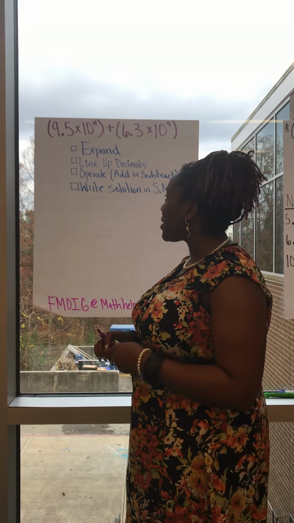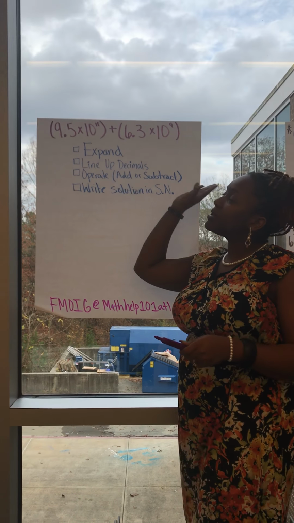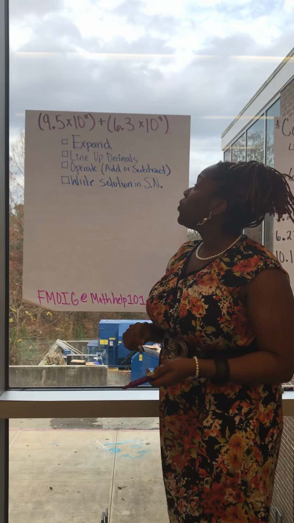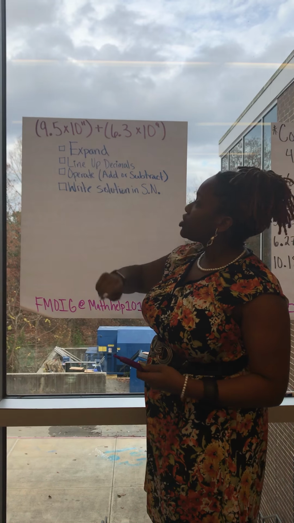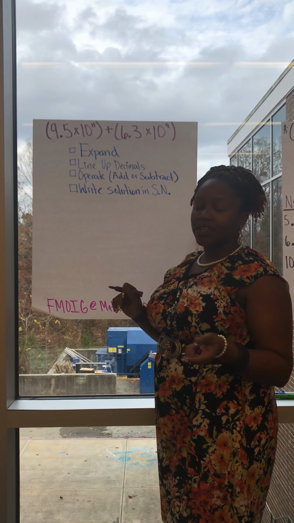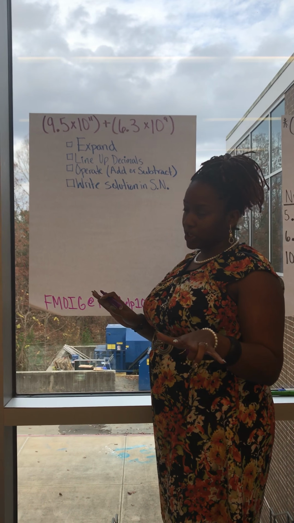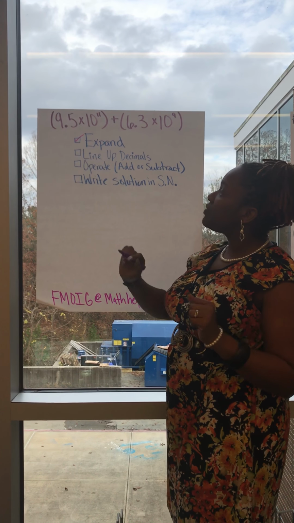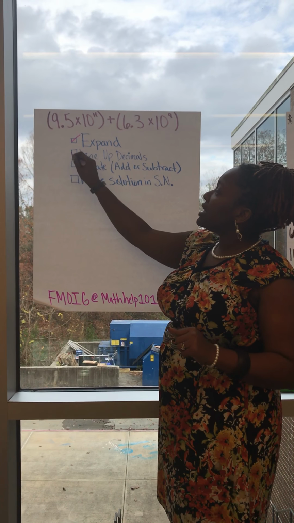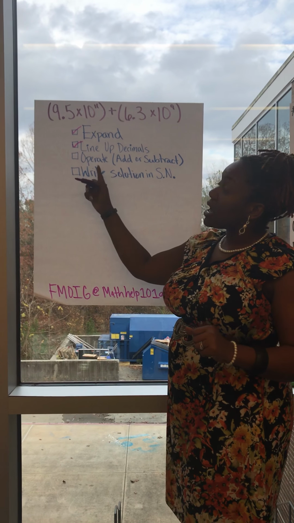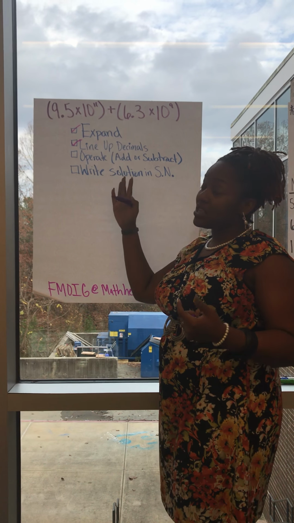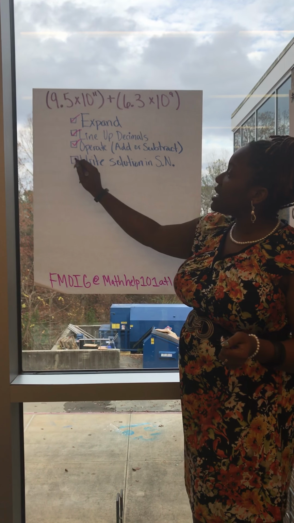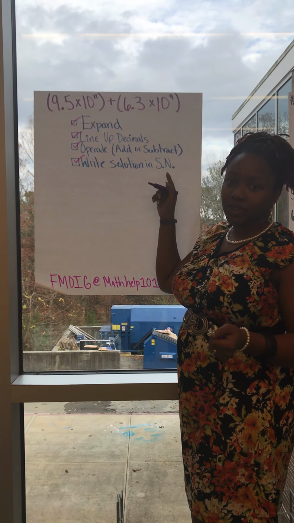Mrs. Solutions is back, and this time instead of multiplying or dividing our numbers in scientific notation, we're actually adding them. So quickly, when adding, you have to use a different strategy to attack this problem. First, you need to expand both of your numbers. You're going to line up your decimals. You're going to operate, meaning you can use this method for addition or subtraction. So we're going to apply our operations, and then we're going to write our answer in scientific notation.